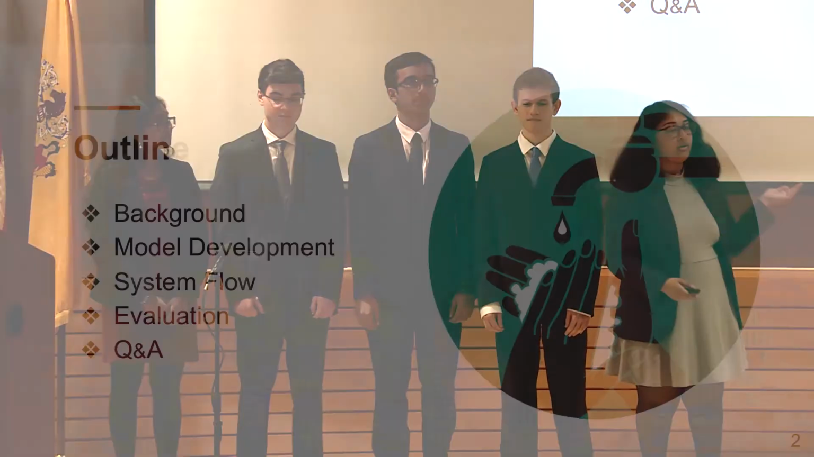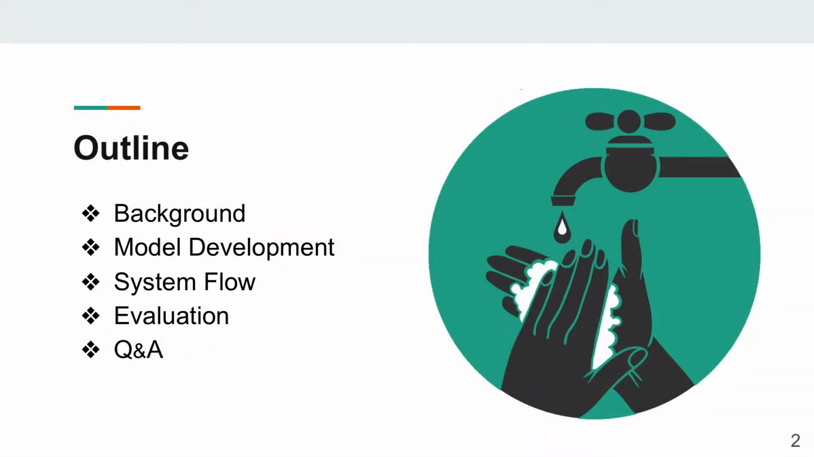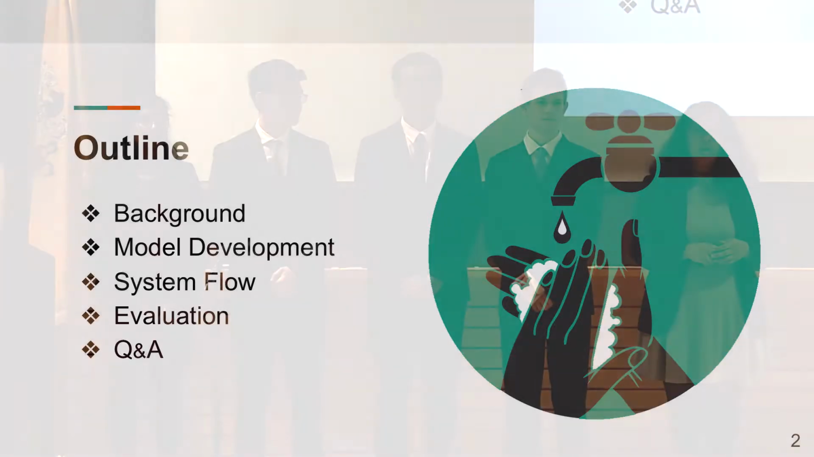So before we begin, I'm just going to preview a little bit of what we'll be talking about in our presentation. We're going to start with the background, where we'll discuss key parts of what we're going to be talking about today. Then we'll transition into model development, where I'll give a general understanding of what our model looks like. Then we'll talk about system flow, which is essentially the implementation of our system. And then we'll move on to evaluating our system, basically talking about the implications and applications. And finally, we'll conclude with a brief question and answering session.